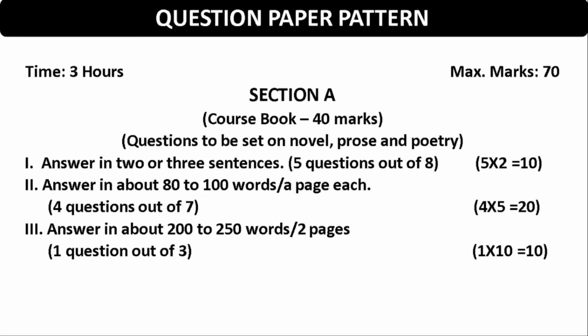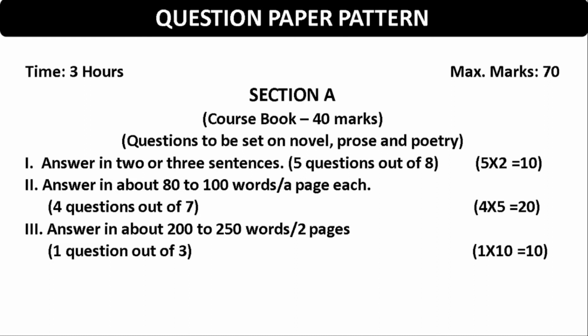What does section A consist of? Section A is purely on the course book that you have studied. It will be allocated 40 marks, where you will find questions set on the novella, prose, short story, and poetry. Let us see how this is allocated. This part, section A, has objective type questions, short note questions, and essay type questions. Three types of main questions will be there.